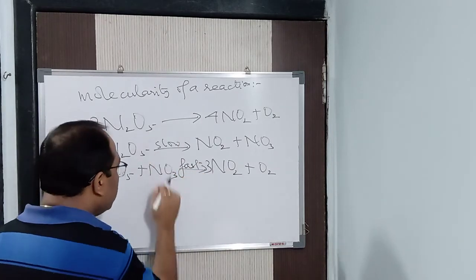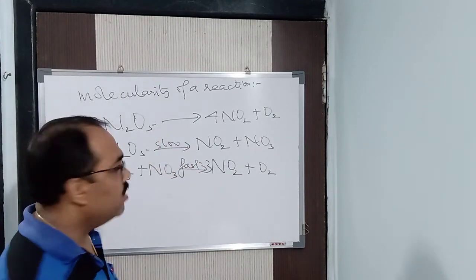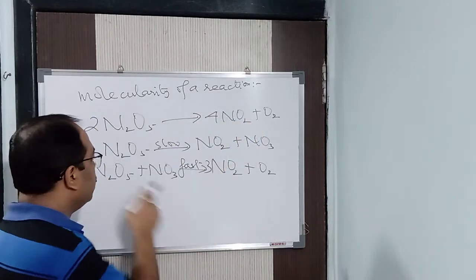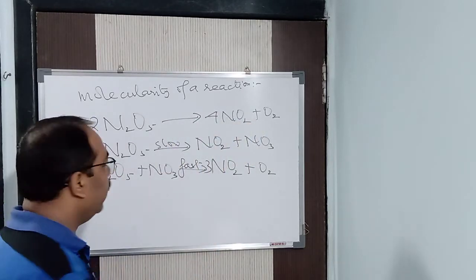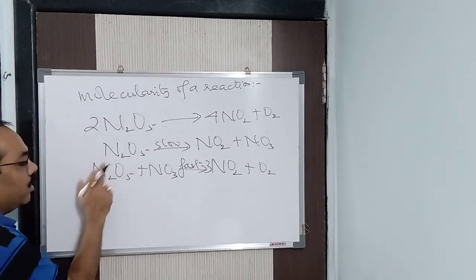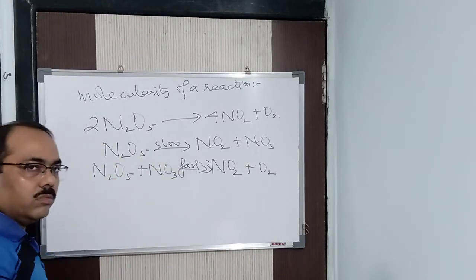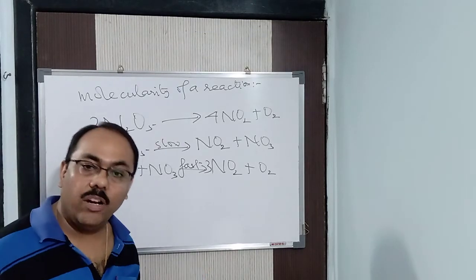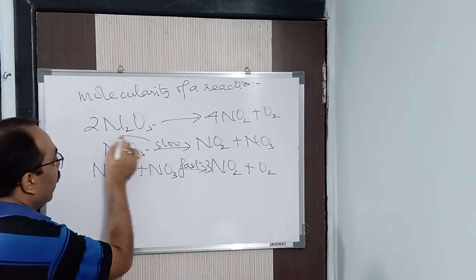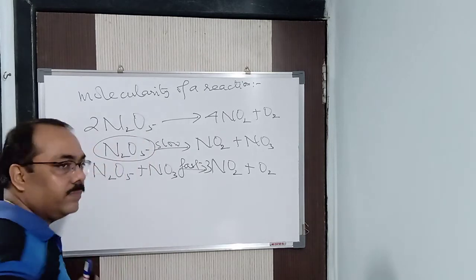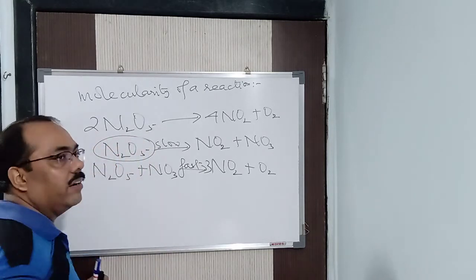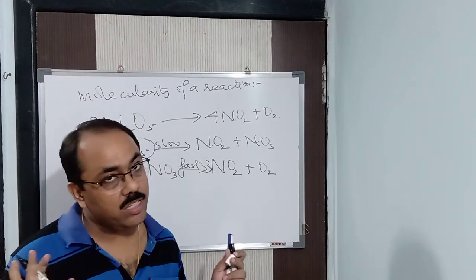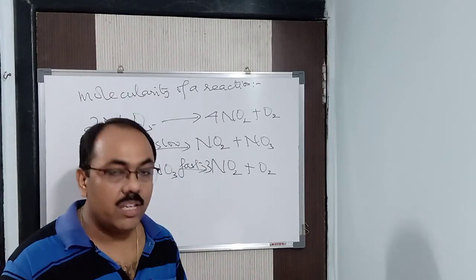So this particular reaction is a complex reaction. It's not an elementary reaction. It's not complete in one step. So here, how do we determine the molecularity? In this step, the molecularity is 1. In this step, the molecularity is 2. But actually, if you want to calculate the rate of the reaction, we should always take this particular reaction, because the slow step determines the rate of the reaction. As I told you earlier, the slow step is the rate determining step.